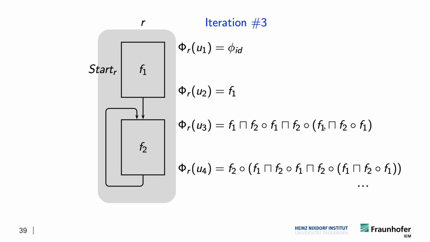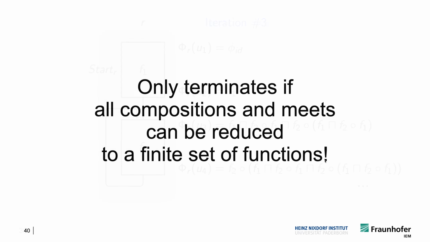There can only be a finite number of normal forms, and if you assume that, and that's really the case, then the abstraction is finite, and you're guaranteed that you cannot be extending this forever. Okay. So this only terminates if all compositions and meets can be reduced to a finite set of functions. Okay, that's the whole point.